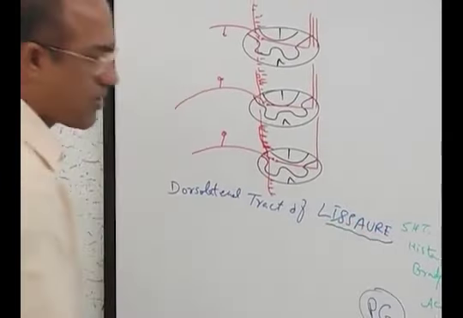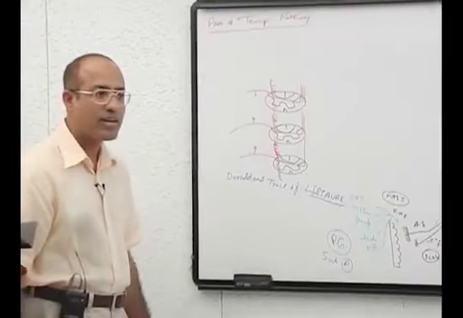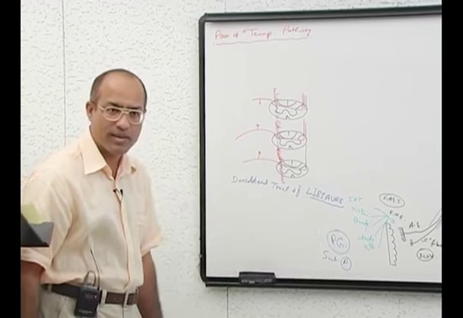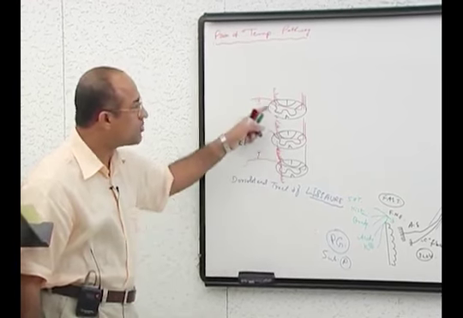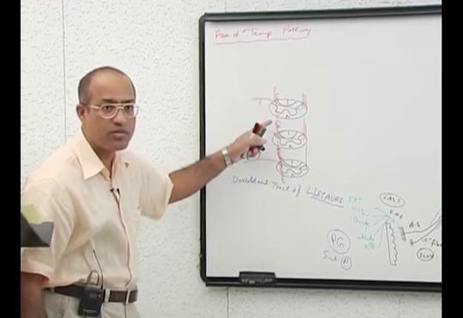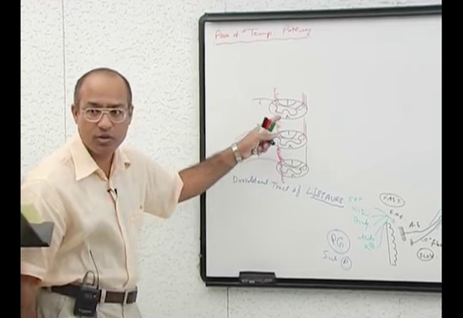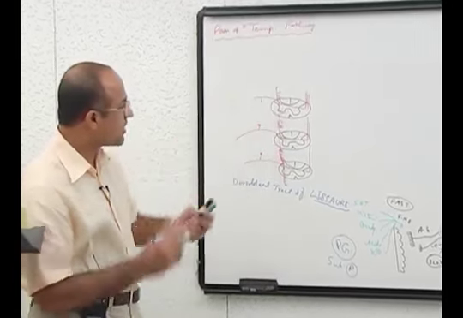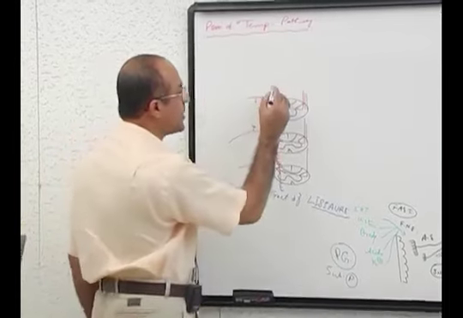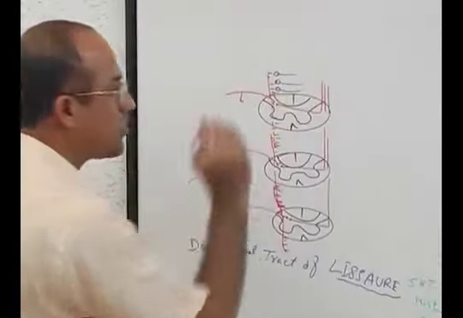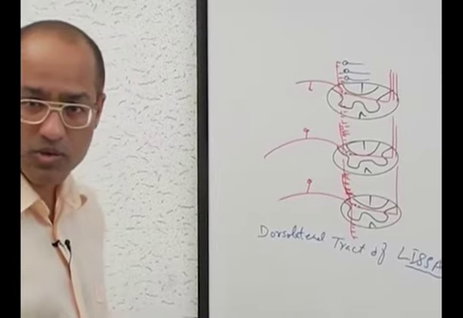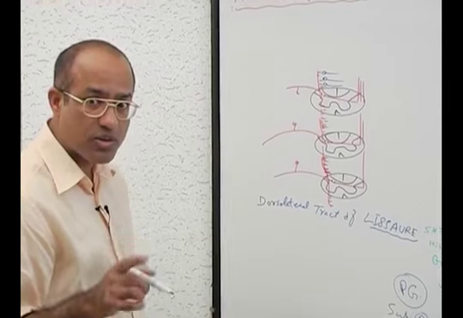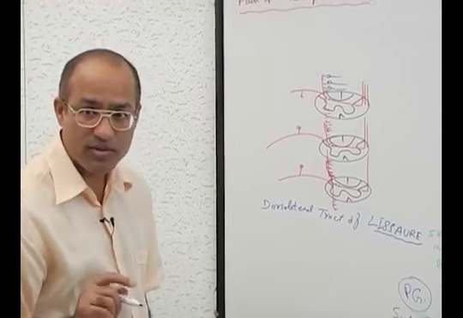What you read it? Lissauer. So let's call it tract of Lissauer, right? So this is a tract of Lissauer. It is made of ascending and descending branches of first order neurons, central processes as they enter into spinal cord. Is that right? Now then they are connected with the next order neurons, that is the second order neurons. It means that cell bodies of the second order neurons are present within the spinal cord.